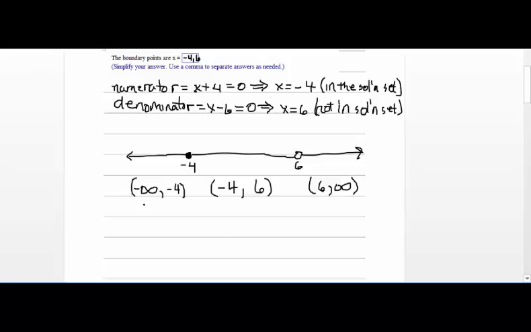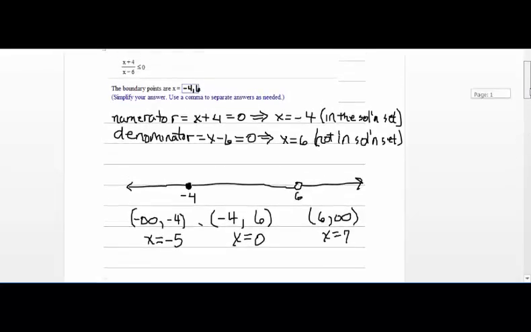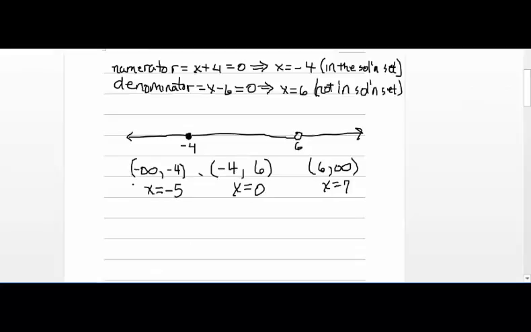We want to find a representative in each interval. So we'll let x equal negative 5, a number that's smaller than negative 4, to the left of negative 4. In the second interval, we'll let 0 be our test number. So 0 will represent all the numbers in this interval, and negative 5 will represent all the numbers in the first interval. And let's let 7 represent all the numbers in the third interval. Our inequality is x plus 4 over x minus 6 less than or equal to 0.